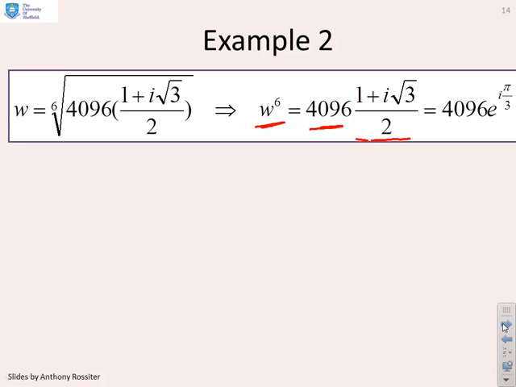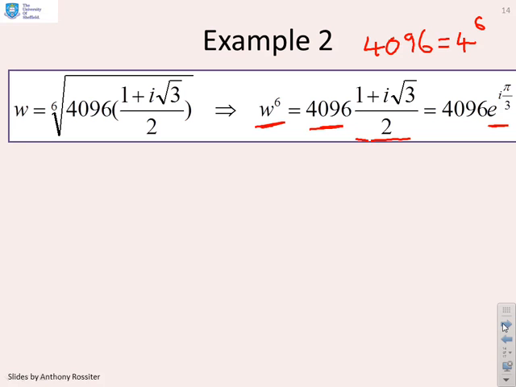But (1 plus i root 3) over 2 can be written as e to the i pi by 3. So I've already written that number in exponential form. And the other thing that you may not realize, so I'll write it here for you, is 4096 is 4 to the power 6. And I've done that to make the numbers easy. So, what am I going to do next?